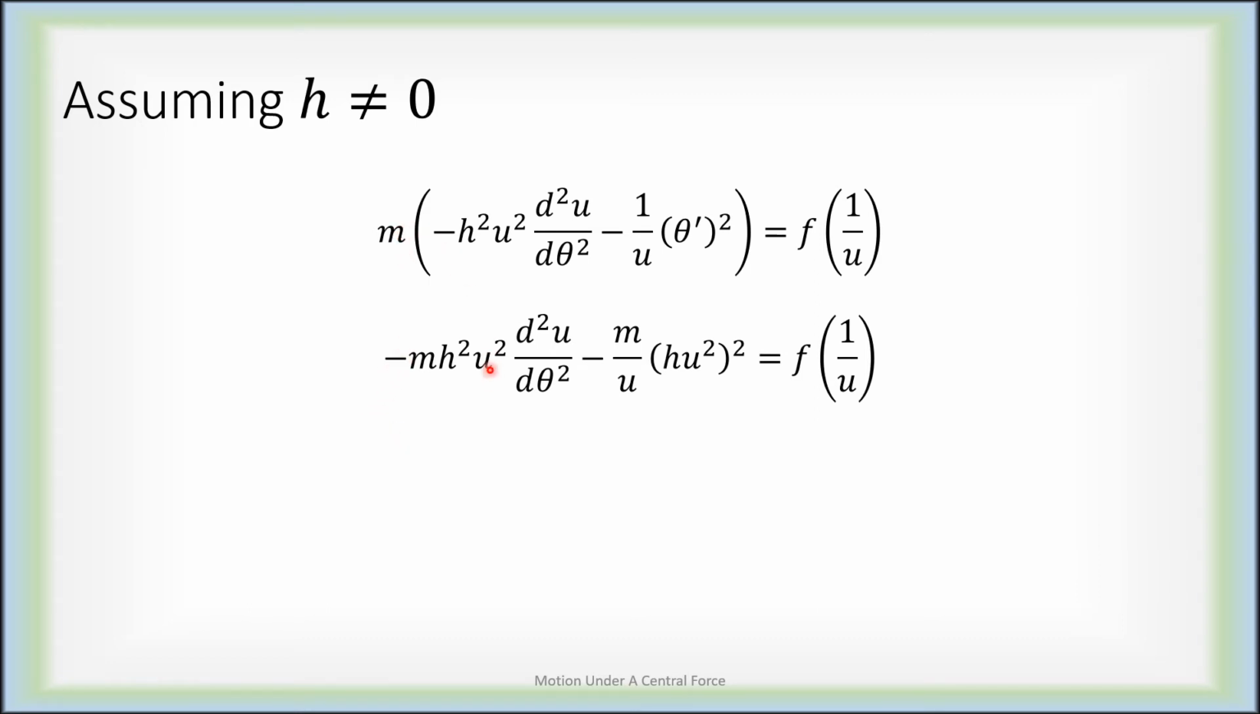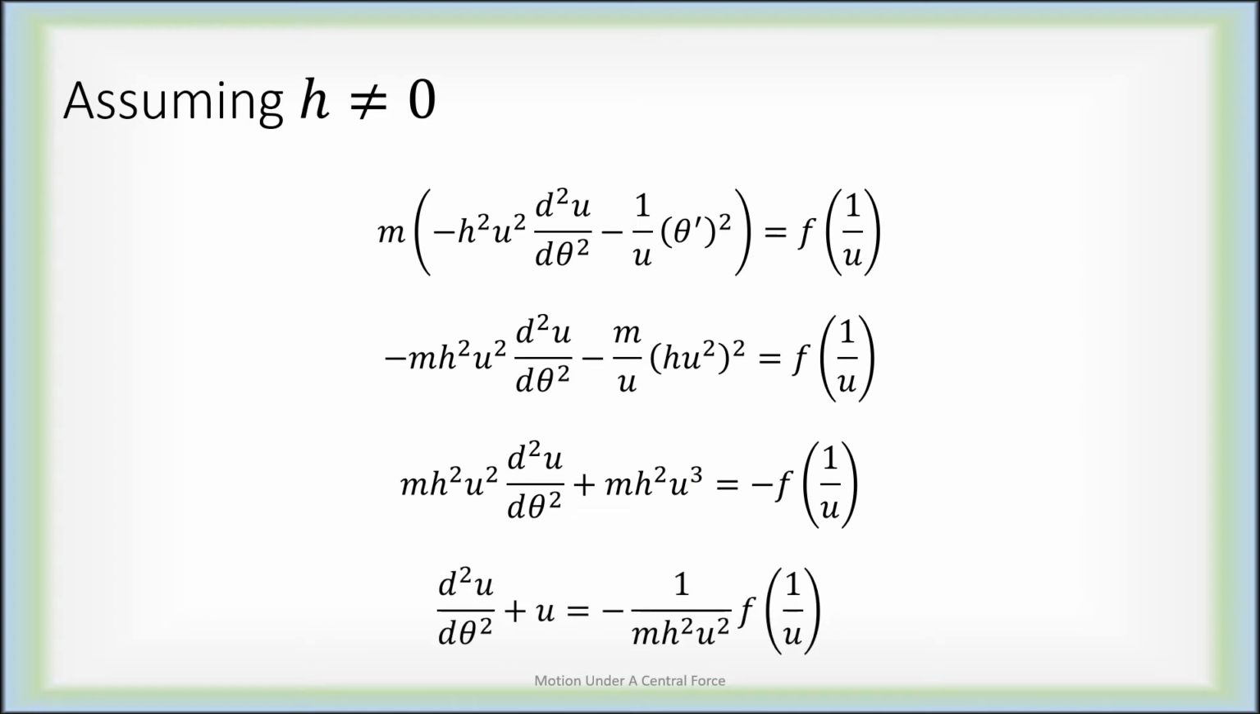Expanding this out, here we've just multiplied this by m. Here we've just multiplied this by m, but remember we already determined that theta prime is hu squared. So now there are no d by dt's left. There is only d by d theta. Writing everything out, canceling what we can, I'm going to multiply everything by minus 1, so this becomes positive, this becomes positive, this becomes negative. I'm not really doing anything here. Here we have a u squared squared over u, which we call u cubed. We can now rearrange this by dividing m h squared u squared out of both of these terms, giving us the second derivative of u plus u is this entire expression there.